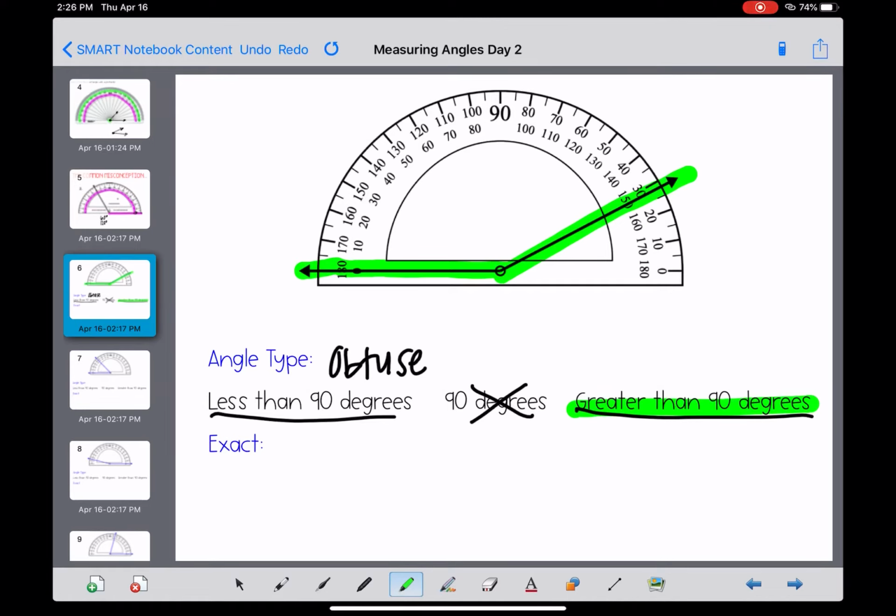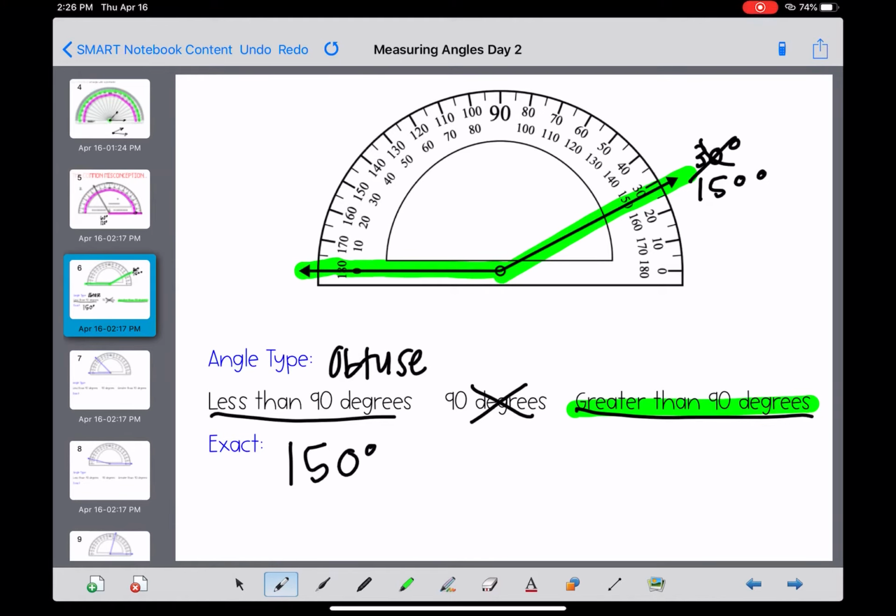So to find my exact measurement, I can use 2 things. I can use my knowledge and my estimate that it is greater than 90 degrees. So I'm going to look for the number that is greater than 90 degrees. I have 2 options here. I have 30 degrees or 150 degrees. Well, if I know that an obtuse angle is greater than 90 degrees, I know it can't be 30 degrees, because 30 degrees is less than 90. So 150 degrees would be my exact measure.